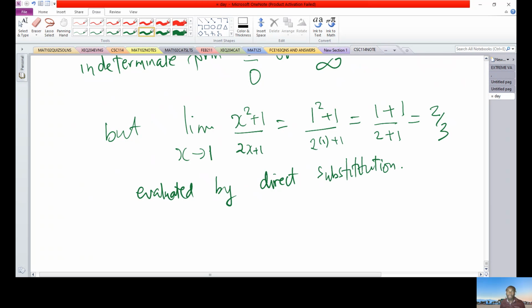So you have to be very careful when you are saying you want to apply L'Hospital's rule. These two indeterminate forms must be present for you to apply the rule.